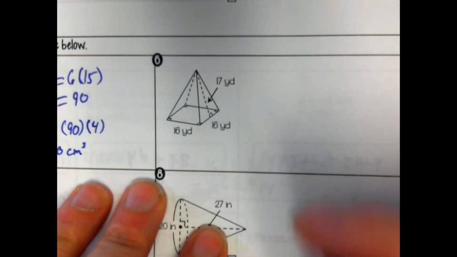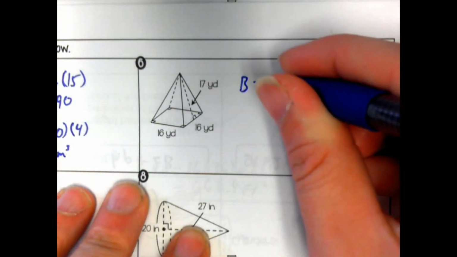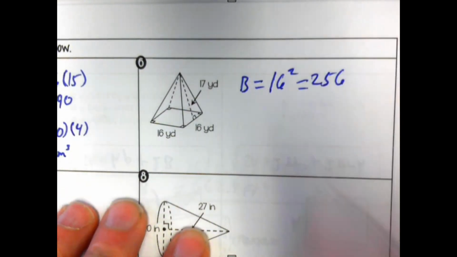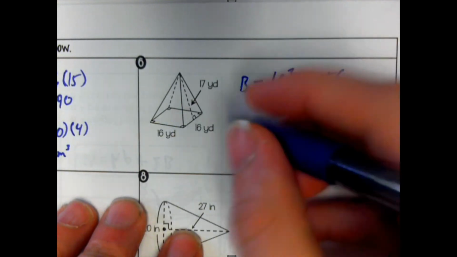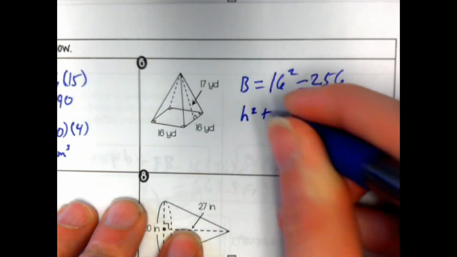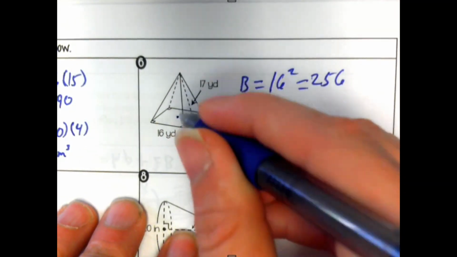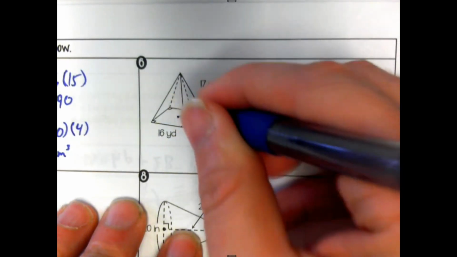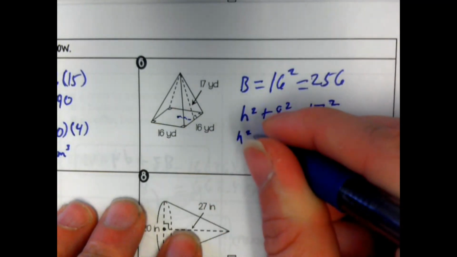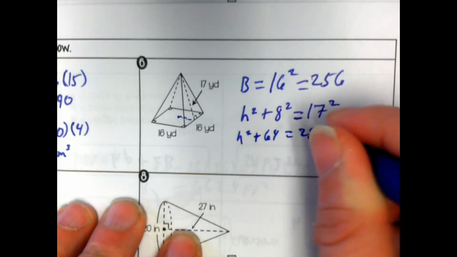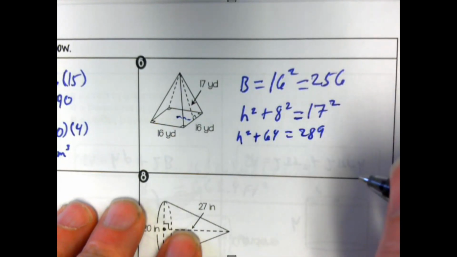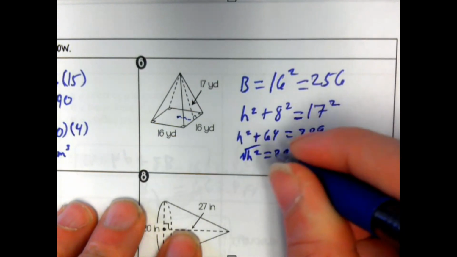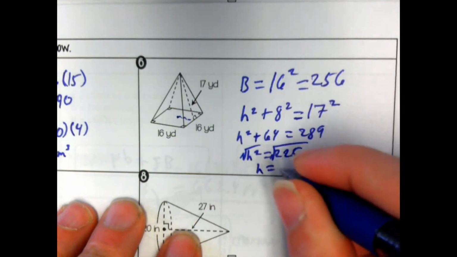Okay, over here our base is going to have an area of 16 by 16 because it's a square. So 16 squared, which is 256. We're going to have to do some calculating to find the height. I know that whatever the height is squared plus, here's the center of my base, it goes straight up, so this length right here, which is halfway across the base, which is 8, so plus 8 squared is going to equal 17 squared. So 8 squared is 64, and 17 squared is 289. 289 minus 64 is 225, so h squared equals 225. So h is going to be the square root of 225, which is 15.